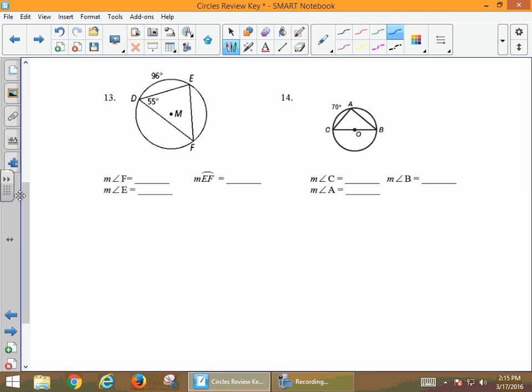Let's take a look at question 13. Question 13 has a triangle in it. So let's think that we're probably going to use something that deals with a triangle. And I have this arc up here that is 96 degrees, which means that angle F is on the circle, so it is going to be half of the arc. So half of 96 is 48. So angle F, 48 degrees.